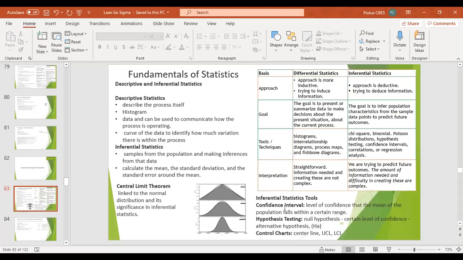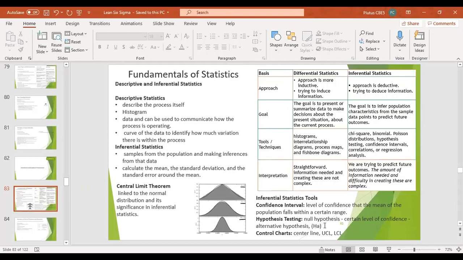Some of the tools we are using here: confidence interval. This is the level of confidence that the mean of the population falls within a certain range. What it means is, for example, we understand what the average is and how your data is falling around it. That will give a confidence interval. For example, my mean is 20, and my data varies 22, 24, 26. So my confidence interval is 2, 4, and 6. That is how your data is varying from your mean. That is what the confidence interval talks about.